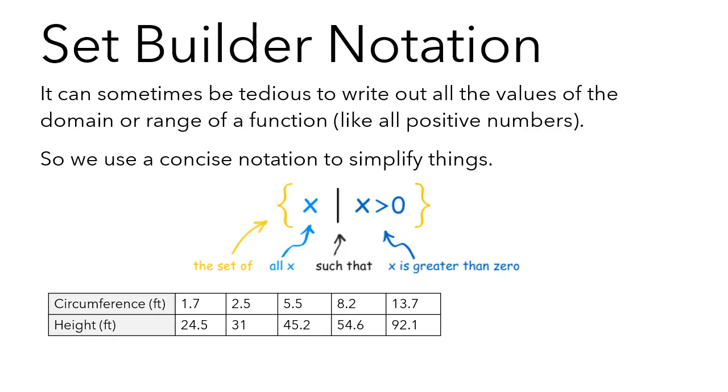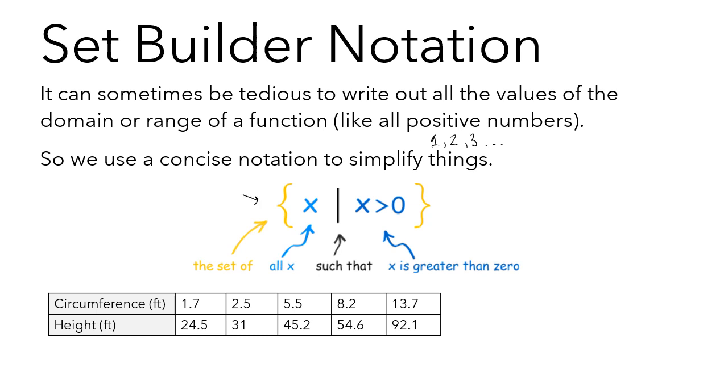It can sometimes be tedious to write out all the values of a domain and range of a function, like if it was all positive numbers, 1, 2, 3, so on and so on. You don't want to write all those numbers. So you use a concise notation to simplify things. It's called set builder notation, and it looks like this.